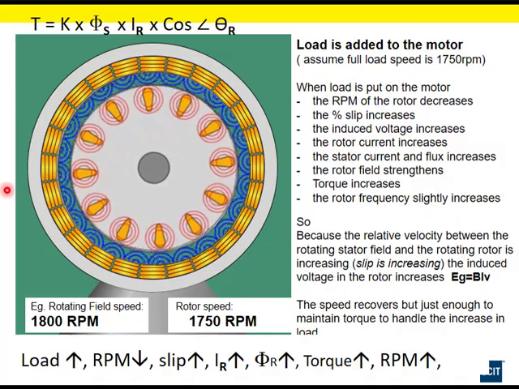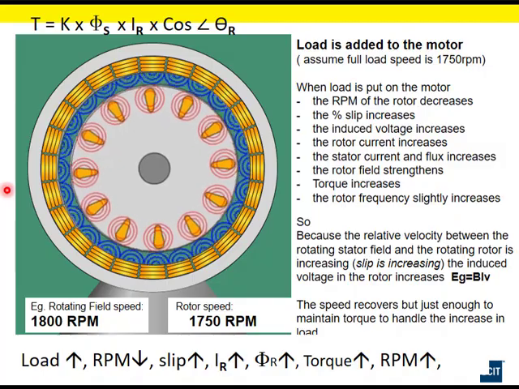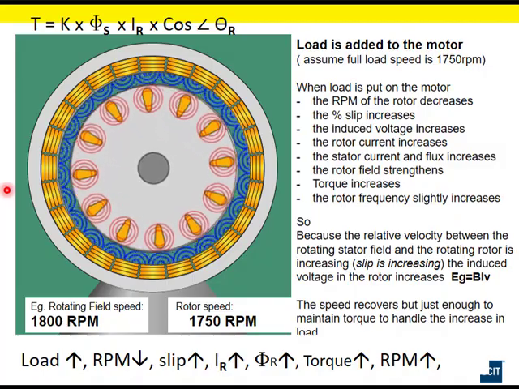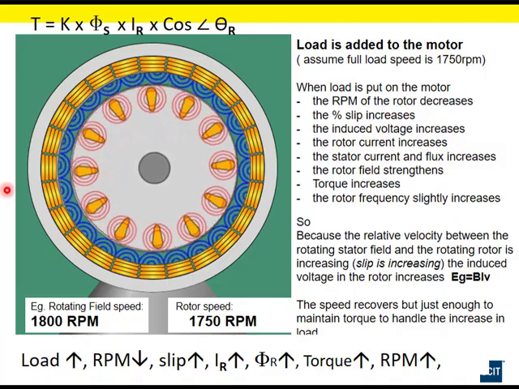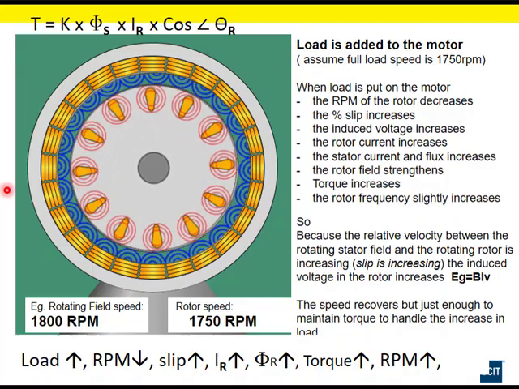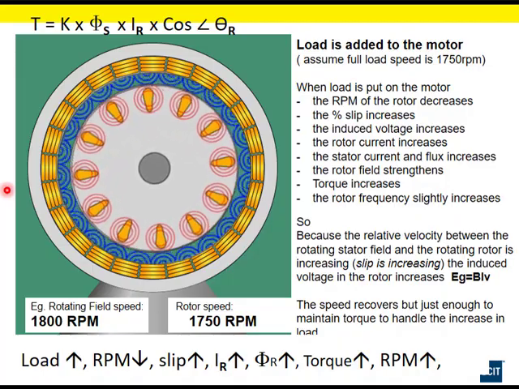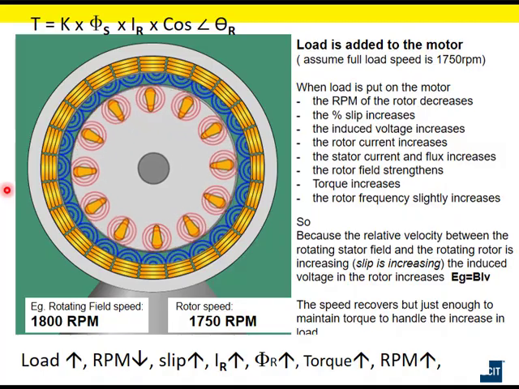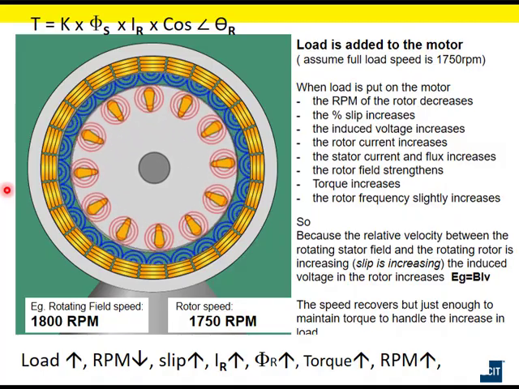So as we add load to the motor, the speed is going to change. For this example, let's assume full load speed is going to be 1750 RPM. So what that means is when we add mechanical load to the motor, it's going to decelerate from its no load speed down to its full load speed. Okay, now we'll go through some of the reasons for that in a moment.